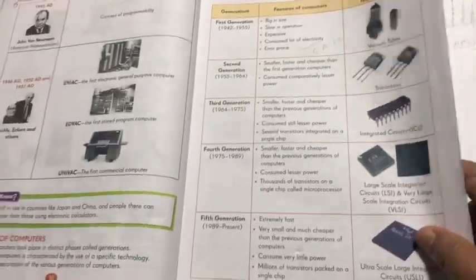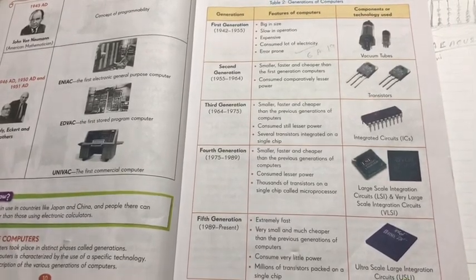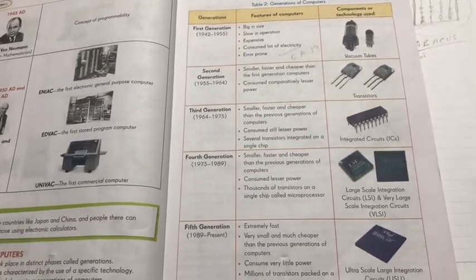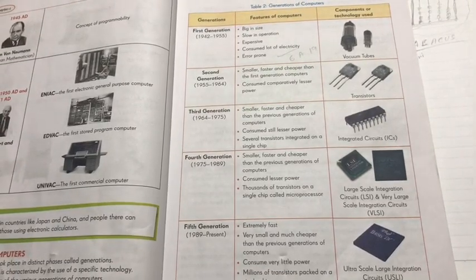Let's go to that first one. In the second table, now we have already learned this one in previous class, I think. First generation, that is from 1942 to 1955, we have used a vacuum tube.